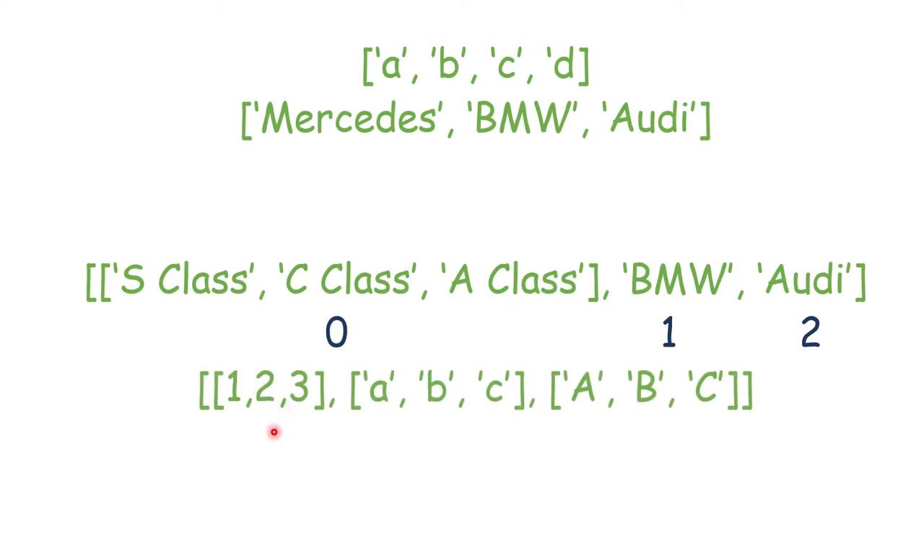Similarly, we have this list in which we have 3 more lists. At index 0 we have a list of numbers, at index 1 we have a list of alphabets, small letters, and at index 2 we have a list of capital English alphabets. So these lists are called nested lists. When we have a list inside another list, it is called a nested list.